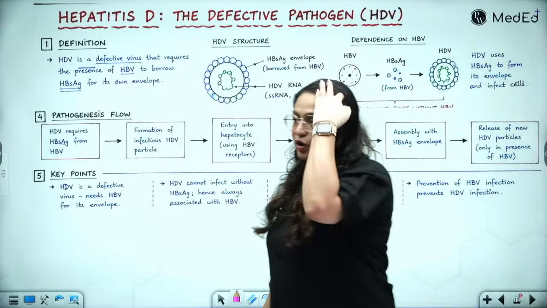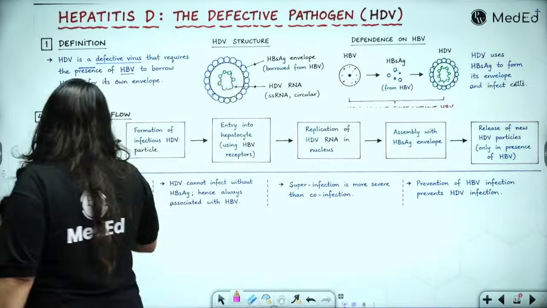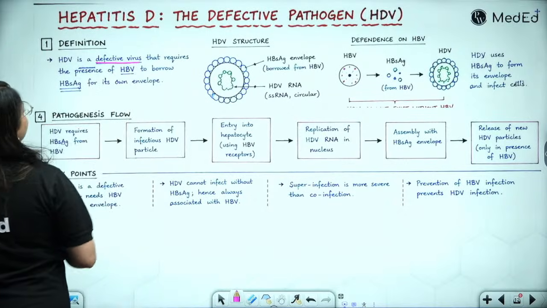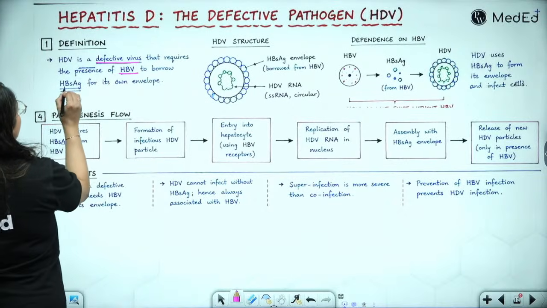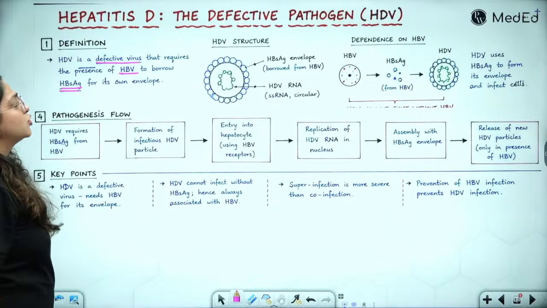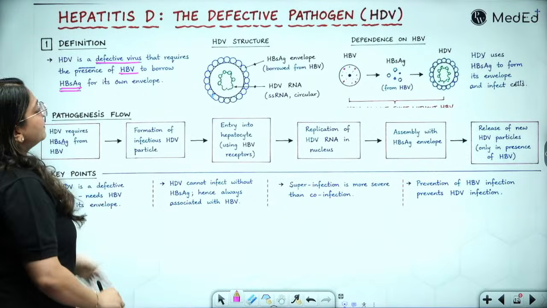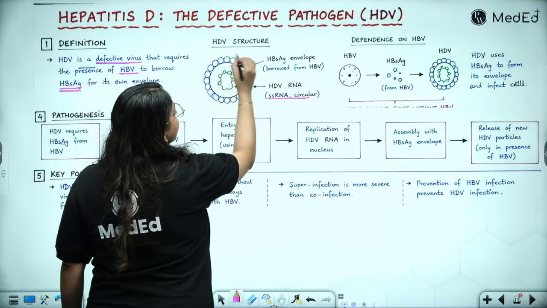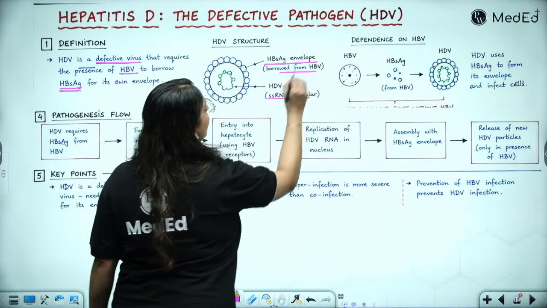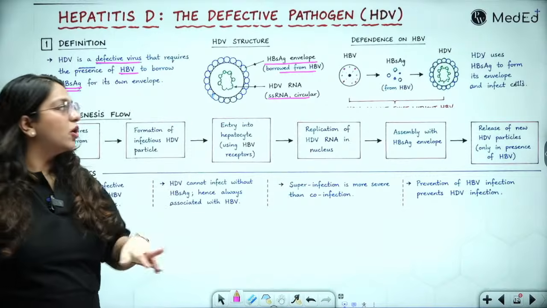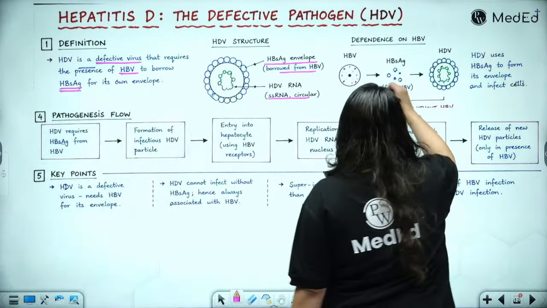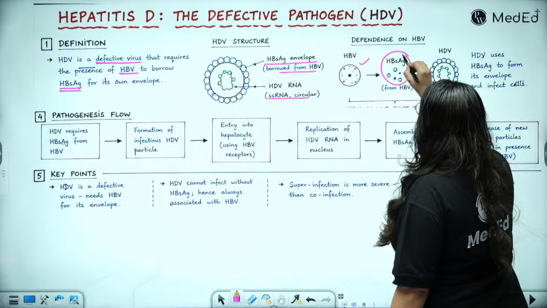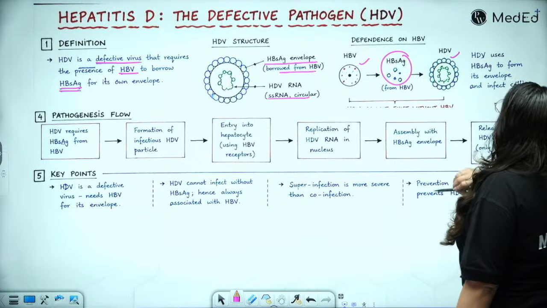So how are you going to write the answer? You're going to say HDV is a defective virus that requires the presence of HBV to borrow the HBs antigen for its own envelope. So simply you will draw this: a single-stranded circular HDV RNA. It has taken the surface envelope borrowed from hepatitis B. Simply draw it. See, this is hepatitis B. Hepatitis B has given its surface antigen and this guy has taken it over.